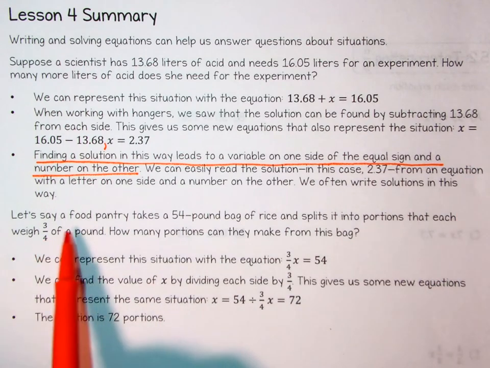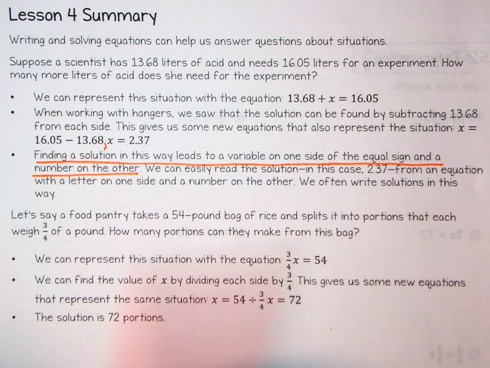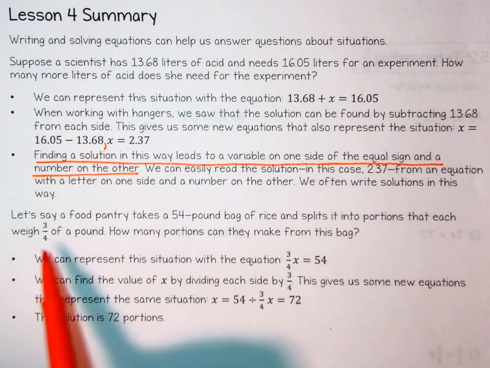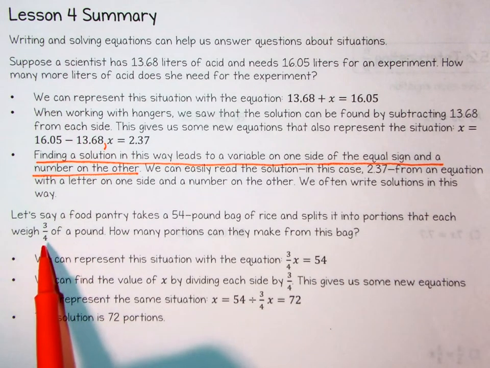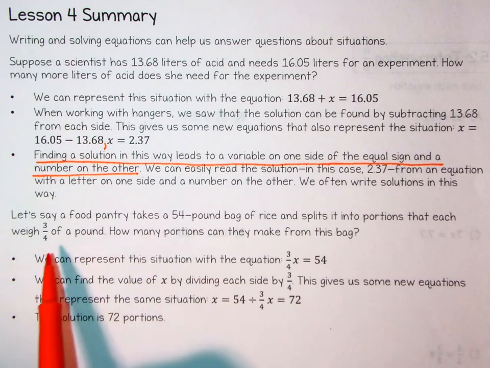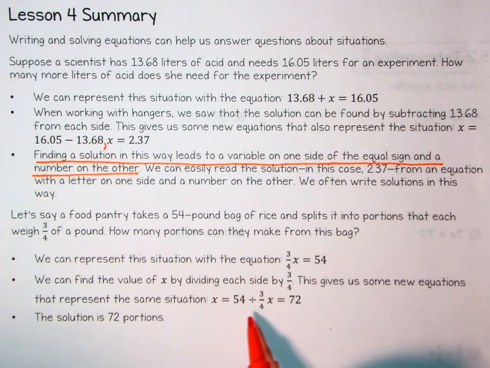In this example, let's say a food pantry takes a 54-pound bag of rice and splits it into portions that each weigh 3/4 of a pound. How many portions can they make from this bag? So I want to know how many groups of 3/4 it's going to take to make 54 pounds. So I could write it as my unknown number of groups times 3/4 has to equal 54.